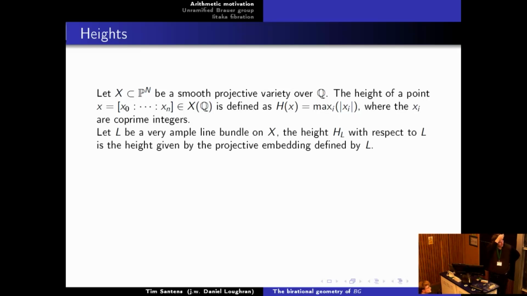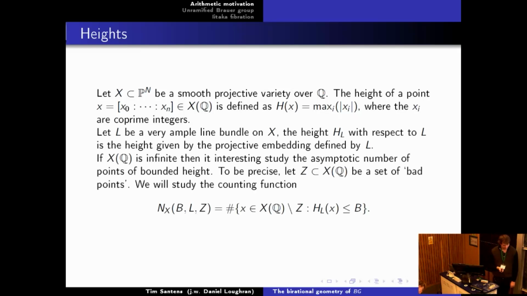More generally, if you have a very ample line bundle L on X, then you can define the height determined by L as the height given by embedding X into projective space, by the embedding defined by L. So the basic question I'm interested in is: if the rational points are infinite, then you have many points, and it is interesting to study what is the distribution of these points.